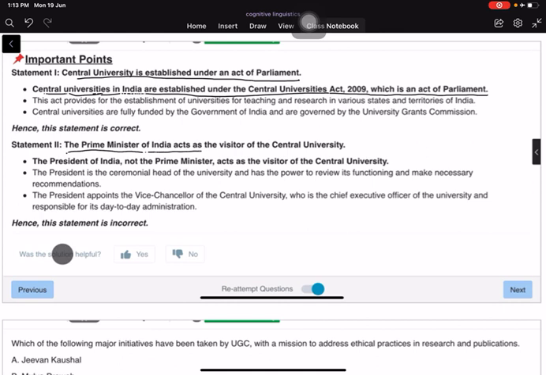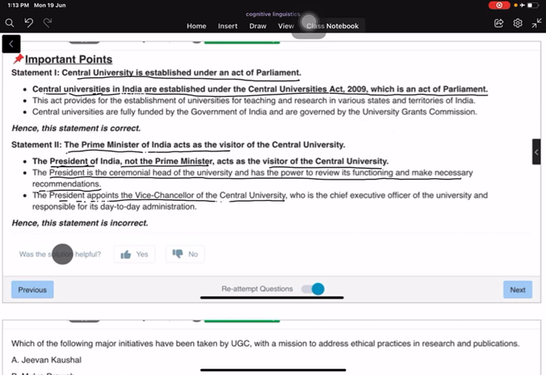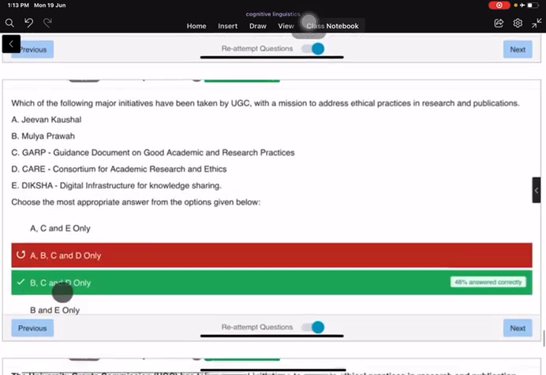The President, not the Prime Minister, acts as the visitor of the Central University. The President is the ceremonial head of the university and has the power to review its functioning and make necessary recommendations. The President appoints the Vice Chancellor of the Central University, who is the Chief Executive Officer of the university and responsible for its day-to-day administration.